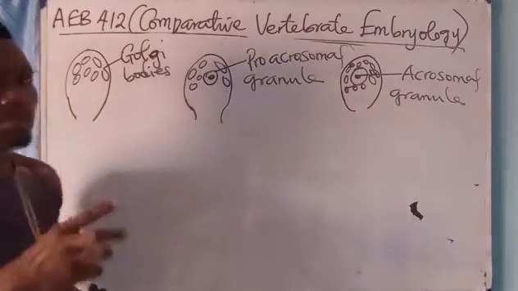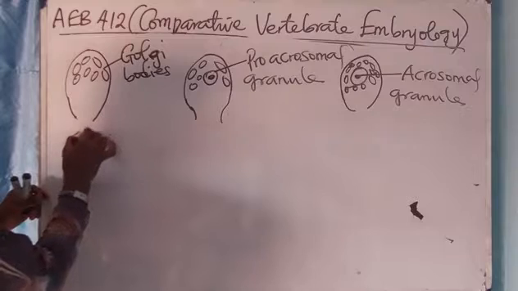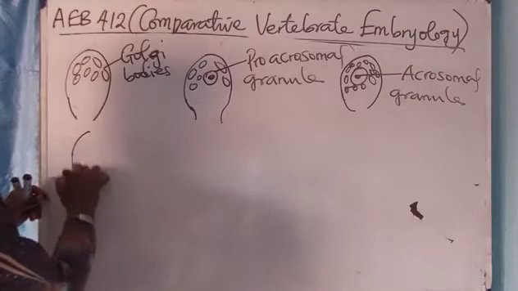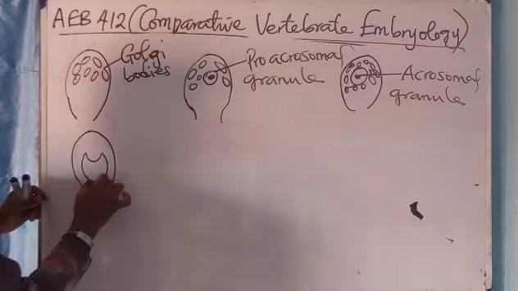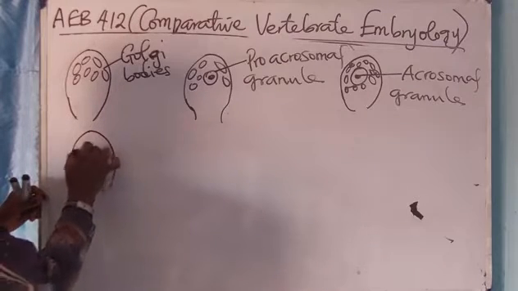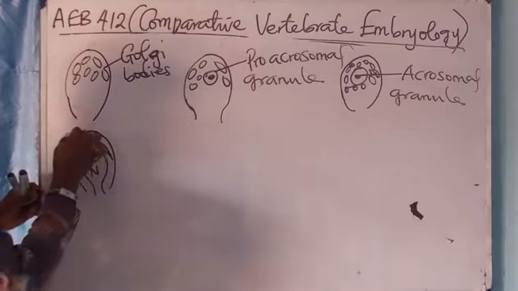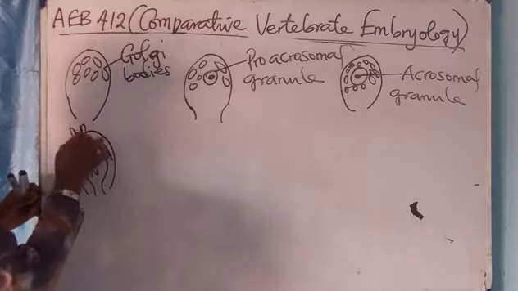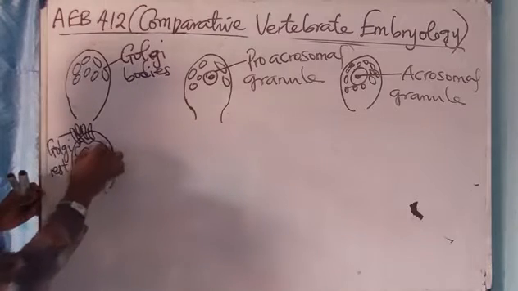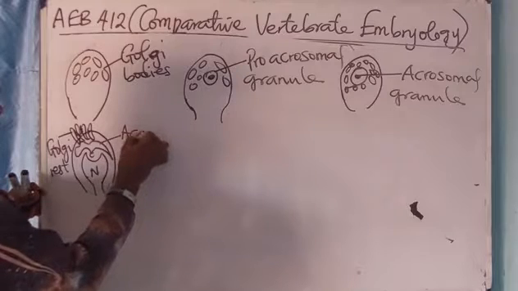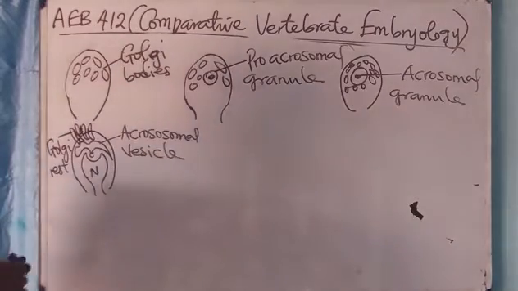Now some of the Golgi bodies would degenerate. That is, some of the Golgi bodies become what? Golgi rests. Let me illustrate it. Pardon my diagrams. It is good we draw. Understand? So you have something like this. So these are called the Golgi rests. And this is the acrosomal vesicle. Acrosomal what? Vesicle.